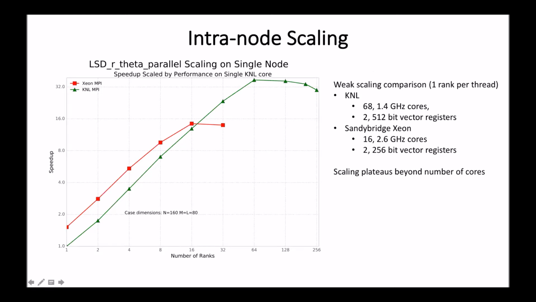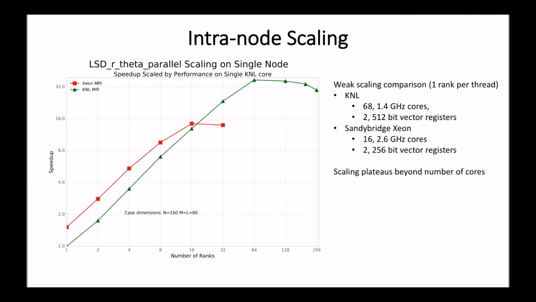So what we see here is a speedup plot. Everything's scaled by the performance on a single KNL core. So each point is the time it takes at a given number of ranks divided by the time it takes at a single rank. On the KNL, on both cases, it scales fairly linearly up until we get to the number of physical cores on the machine.